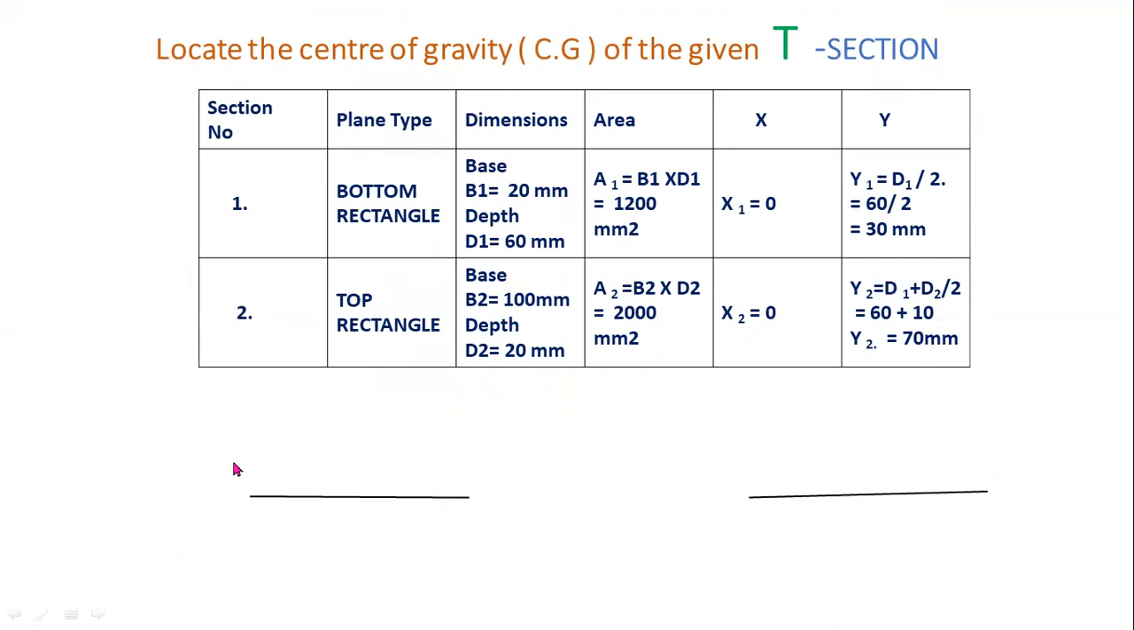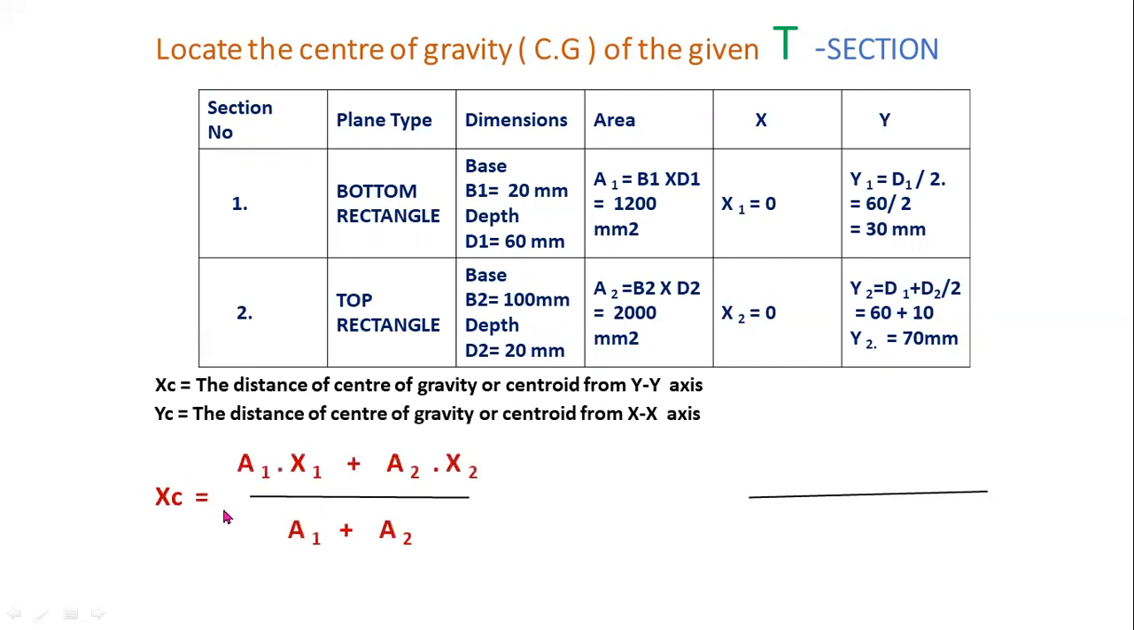Already we know that XC equal to A1 X1 plus A2 X2 by A1 plus A2. Here XC is the distance of the centroid or center of gravity of the entire section from the YY axis. In a similar way, here X1, X2 both are zeros, so XC is also 0.